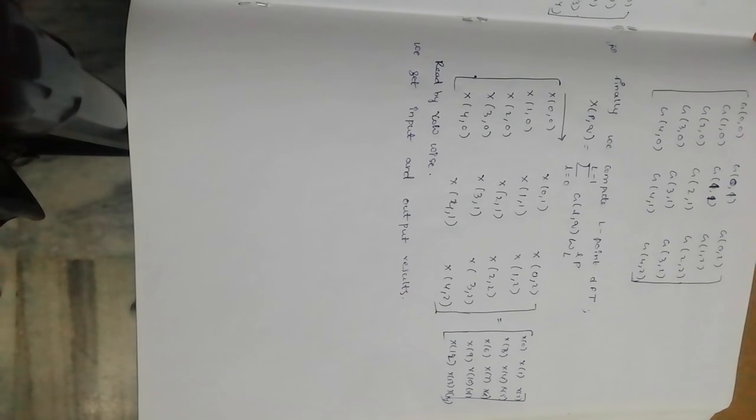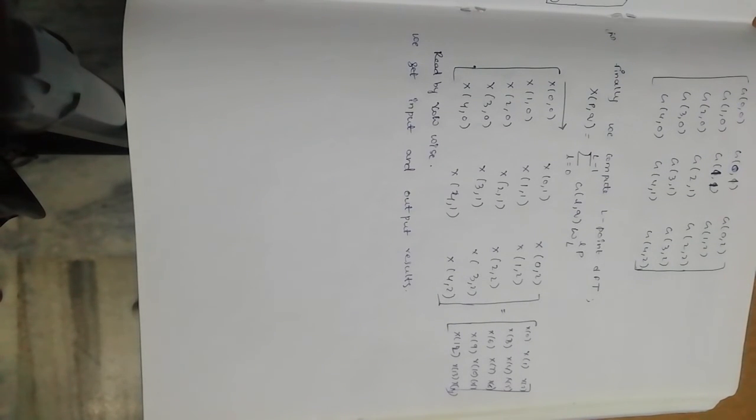After getting G of L comma Q, with the help of G of L comma Q, we can find the L-point DFT, that is capital X of P comma Q, that is the summation over L equal to 0 to capital L minus 1 of G of L comma Q, which should be multiplied with W_L power LP. So after getting the capital X of P comma Q matrix, it should be read in a row-wise manner. Ultimately we should get the output array. We have already given an input array, so it should be read in a row-wise manner.